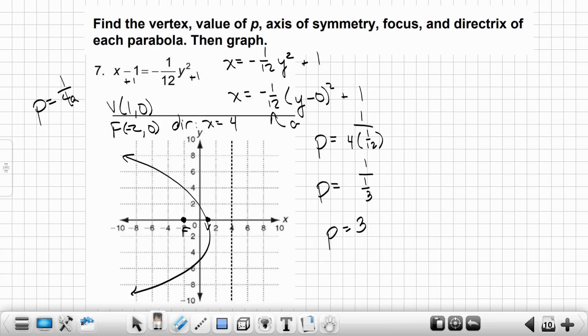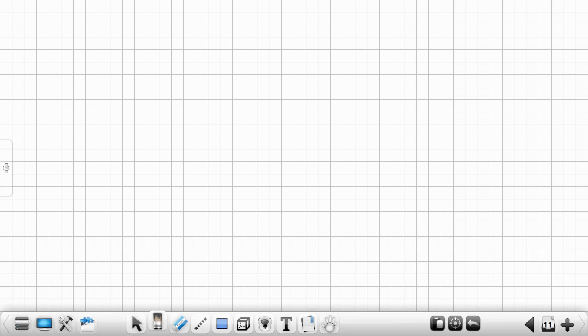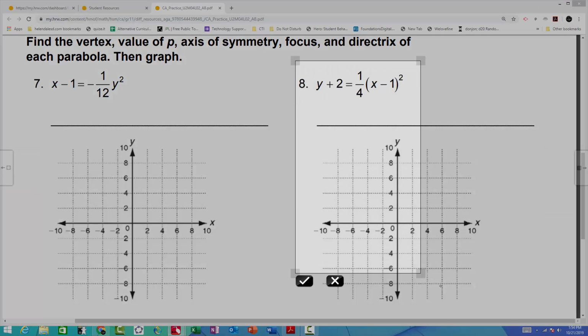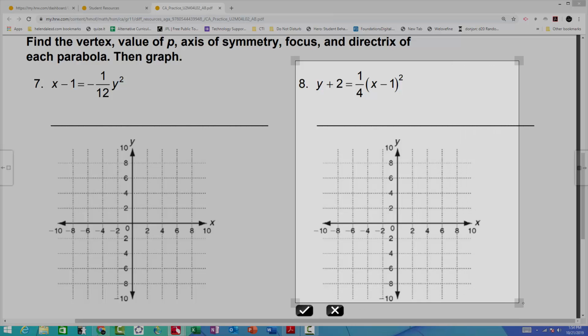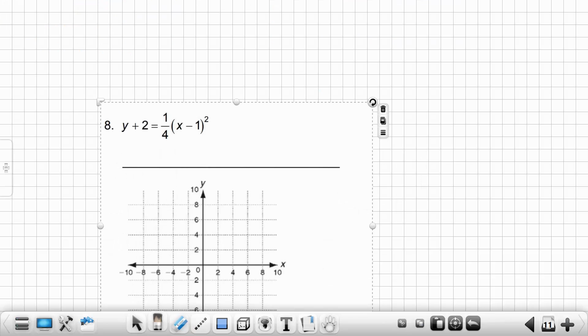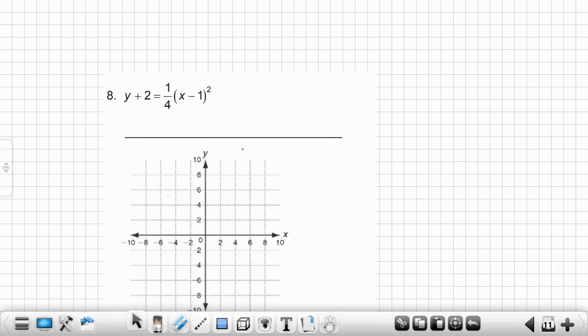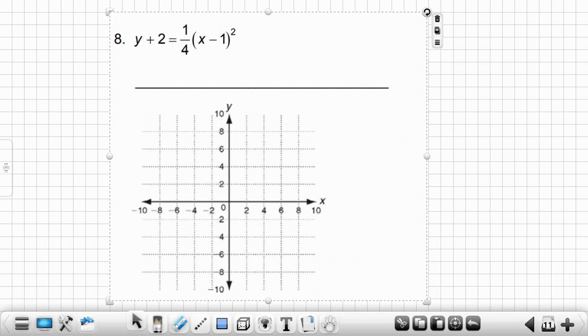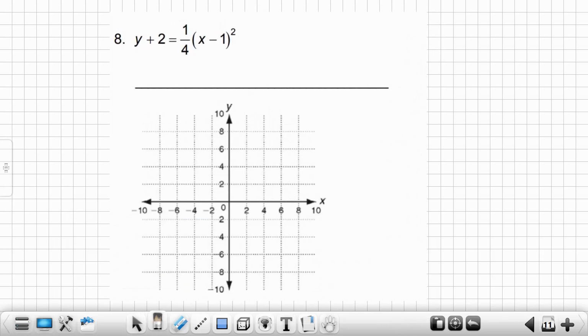All right. Number 8. Let's do it again. Facing up or down? Up. It is facing up. It's a y equals, and our a value is positive. It is facing up, right, Michael? Right.